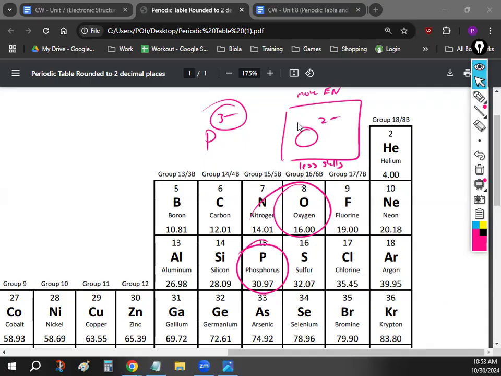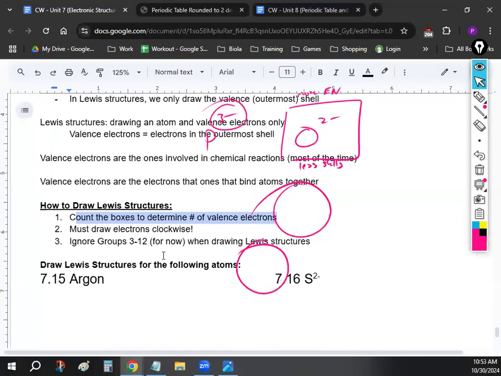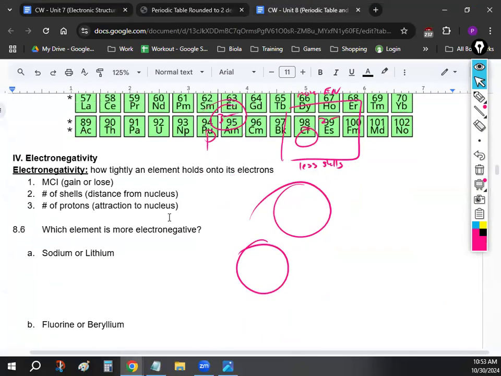Always more electronegative. Or not, if they're both trying to gain or they're both trying to lose. Yeah, gaining and losing comes first. Just remember this priority chart. Oh, oops, this is the wrong one. This one right here. Always go in order.